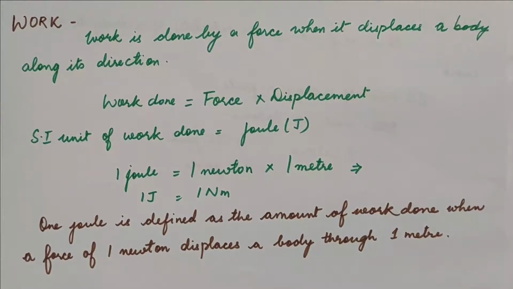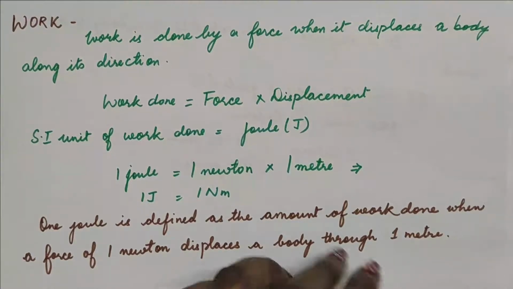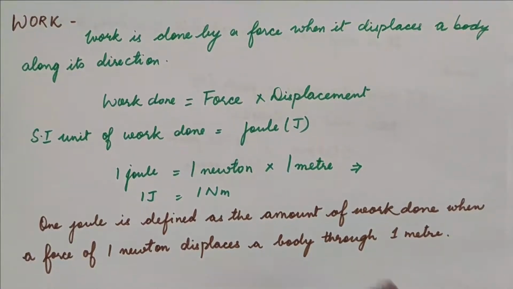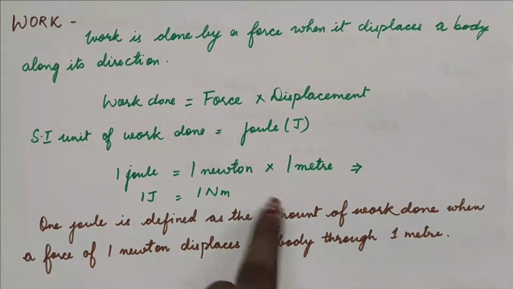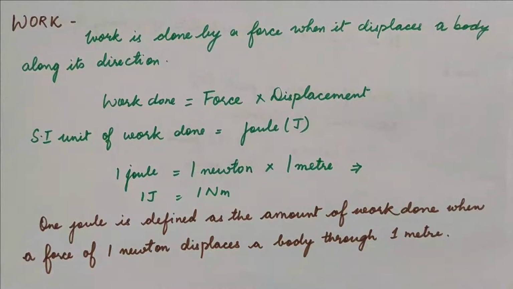And how can I define a joule? 1 joule is defined as the amount of work done when a force of 1 Newton displaces a body through 1 meter. So what is the definition of a joule? As I told you, it's the amount of work done when I am moving with the force of 1 Newton and moving the object through a distance of 1 meter.